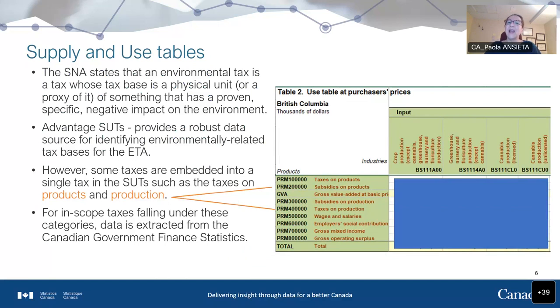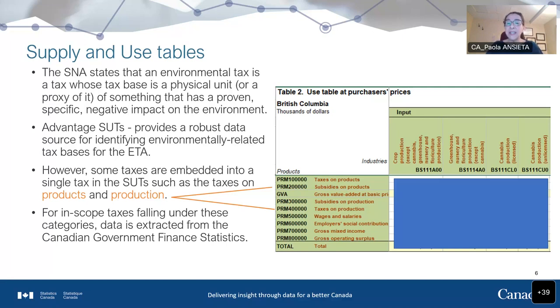As per the SNA, an environmental tax is a tax whose tax base is a physical unit of something that has a proven specific negative impact on the environment. Using the supply use tables affords a robust data source for identifying environmentally related tax bases. The main source for the environment tax data are the margins and tax tables, a submatrix of the supply use tables. For extraction of other taxes, such as taxes on products and taxes on production, the taxes on products and the use purchaser tables, respectively, both also from the supply use table, are used.